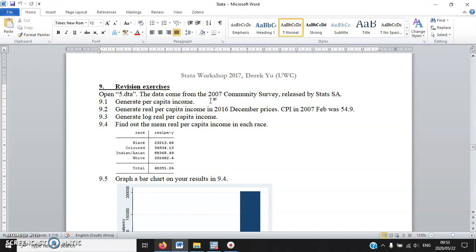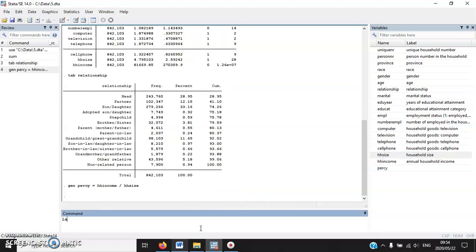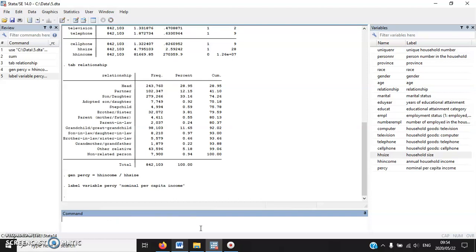First one is straightforward, per capita income. We know it stands for total household income divided by household size. Okay, so let's do that. The generate command, generate per C. Remember that was my preference earlier, nominal per capita income equals total household income divided by household size. And then if time permits, give a short description. Nominal per capita income. I suppose by now you should know how to label a variable. It is a really easy task.